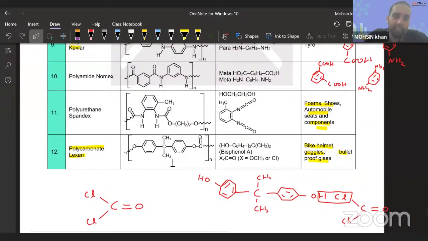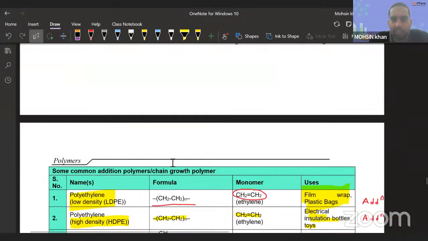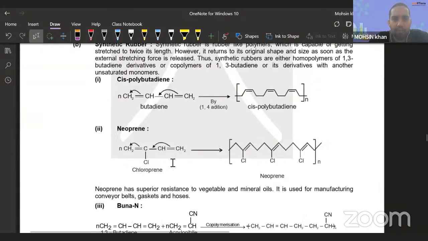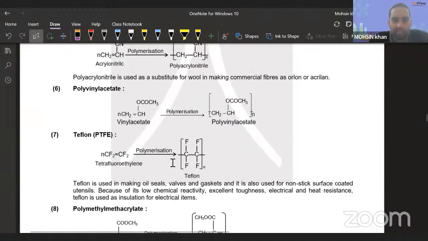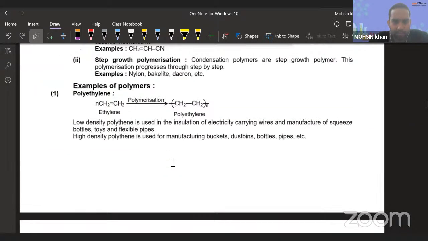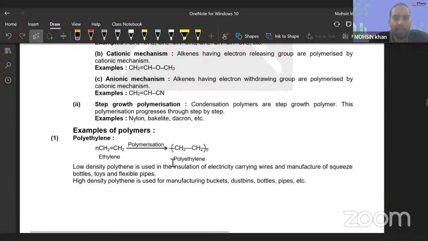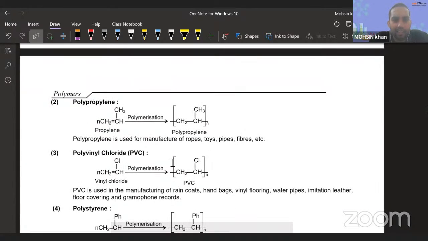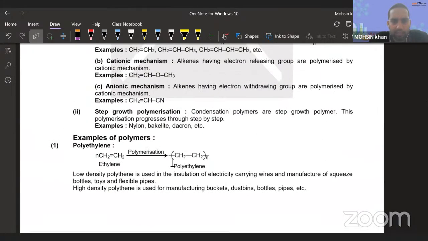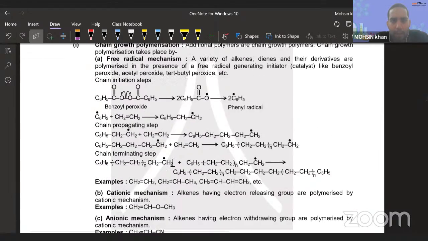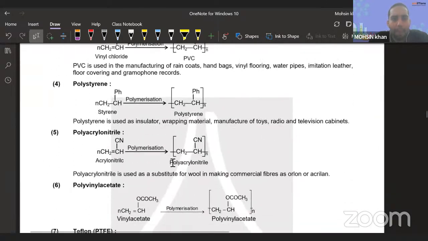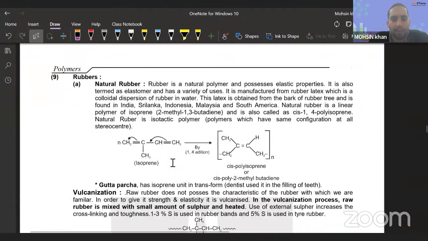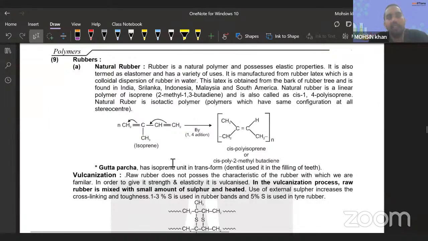Now we will discuss some important polymers. First we will discuss polyethylene. We have two types of polyethylene: one is low density polyethylene and another one is high density polyethylene. Okay, let's first discuss rubber.